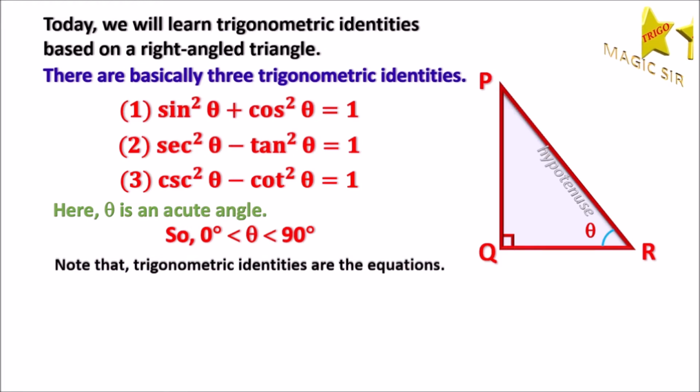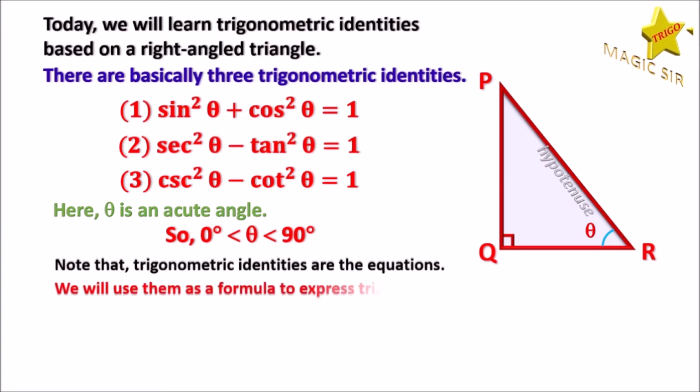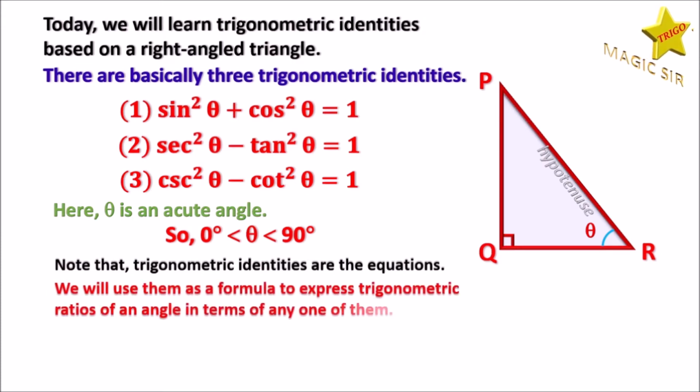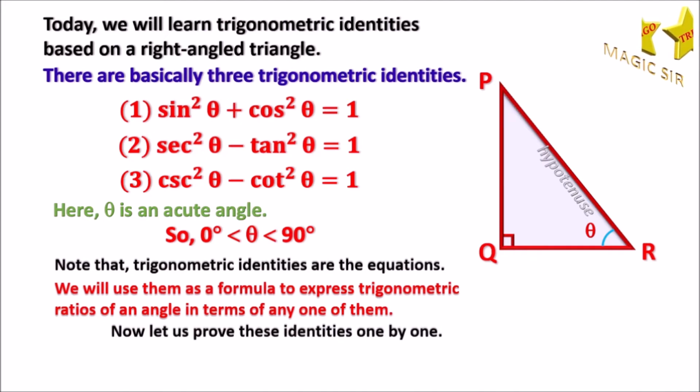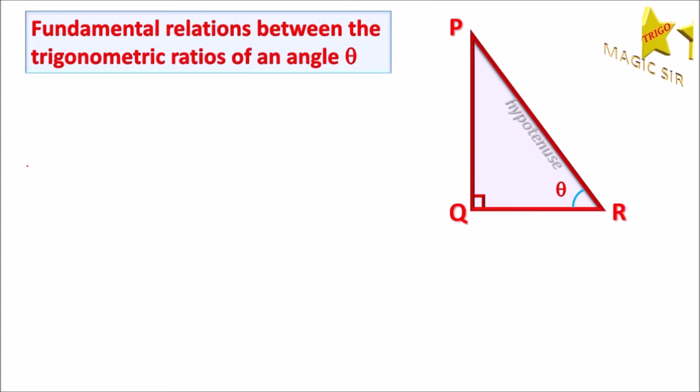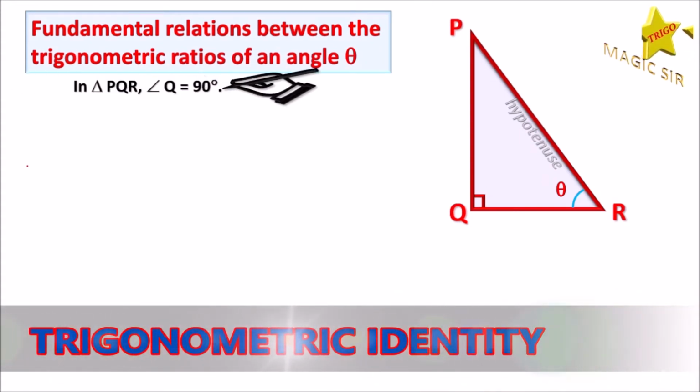Note that trigonometric identities are equations. We will use them as a formula to express trigonometric ratios of an angle in terms of any one of them. Now let us prove these identities one by one. Today we will discuss the fundamental relations between the trigonometric ratios of an angle theta. In other words, we will prove an important trigonometric identity.